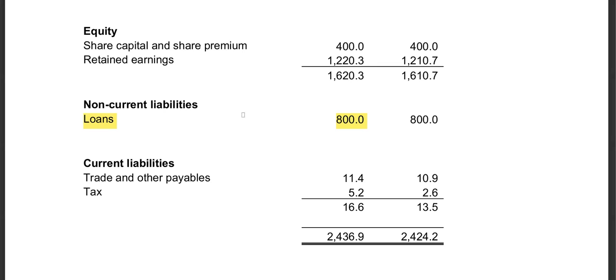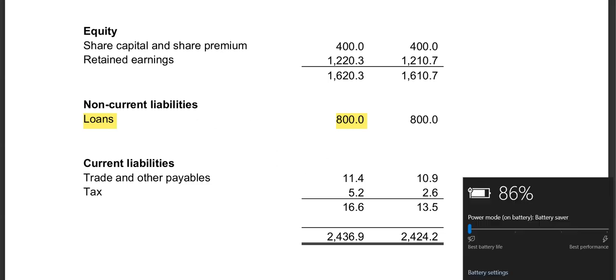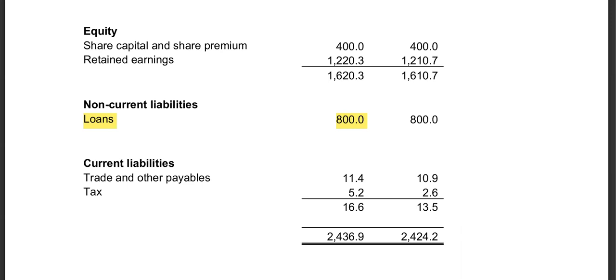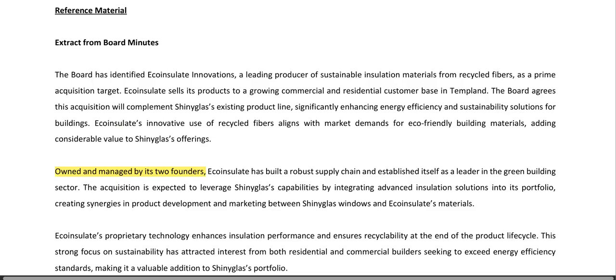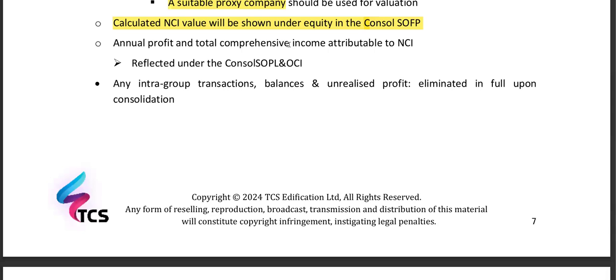So I hope the reason is clear to you as to why we don't see goodwill in the case of a 100% owned subsidiary in our consolidated statement of financial position. So moving on, we would then have to explain the remaining accounting treatment for NCI.